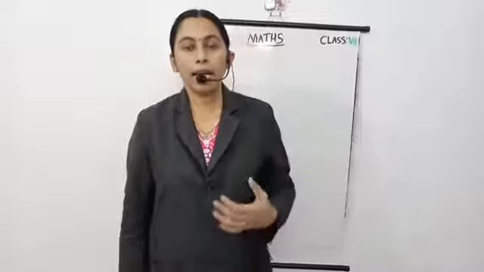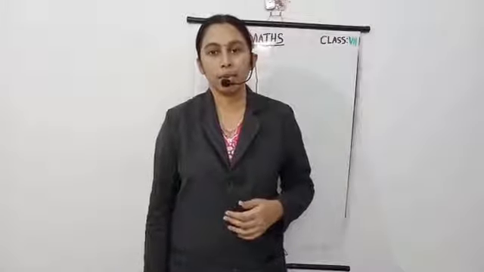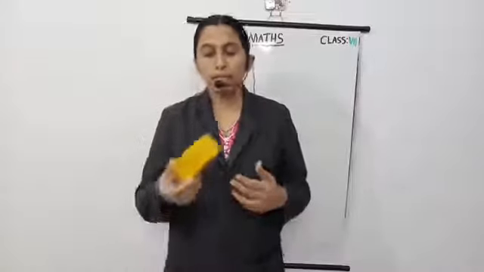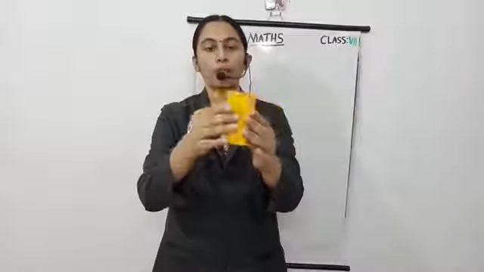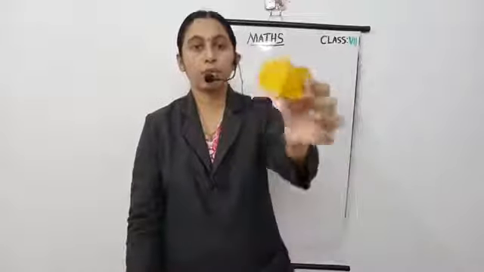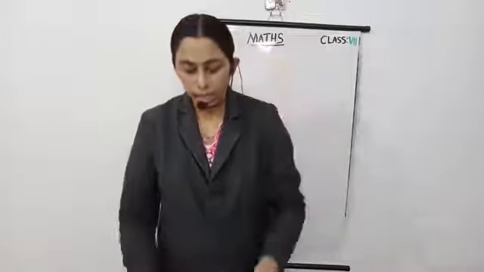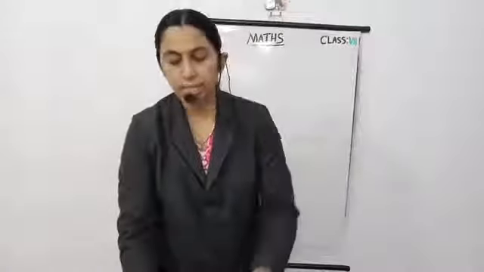Then we learned about solid shapes in class 6. Do you remember? Today I recall that this is a cuboid shape. These four faces are rectangle shape. These two faces are square shape. Isn't it? This is a cuboid. Then another shape, cube. All the faces are squares. Then another shape, this is a sphere. Then next is a cylinder.